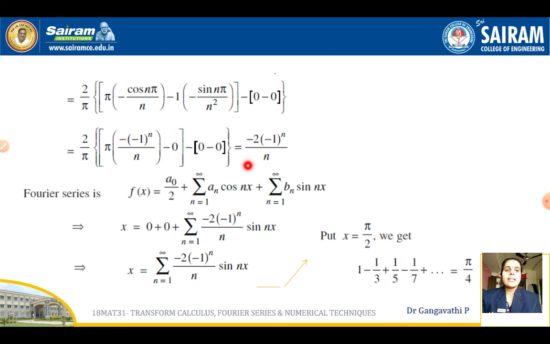So after getting the bn, a0 and an are 0 already. We have written it. And now substitute the values in the Fourier series expansion, which is f of x is equal to a0 by 2 plus summation n is equal to 1 to infinity an cos nx plus summation n is equal to 1 to infinity bn sin nx. That is the main Fourier series. So substitute for a0, which is 0, and an is also 0. Only the bn term exists, and substitute for bn, which you have obtained. And now this is the answer that we had got after substituting for f of x also.